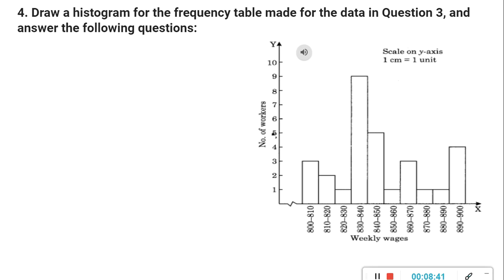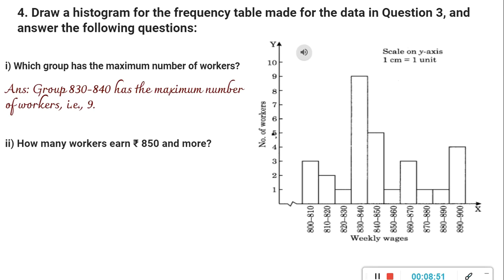So here the question is, which group has the maximum number of workers? So what is the answer? The group 830 to 840 has the maximum number of workers, isn't it? Now second question is, how many workers earn rupees 850 and more? 850 and more, how many are there? You can count it. 1 plus 3 plus 1 plus 1 plus 4. That is equal to 10, isn't it? So 10 workers earn rupees 850 and more.